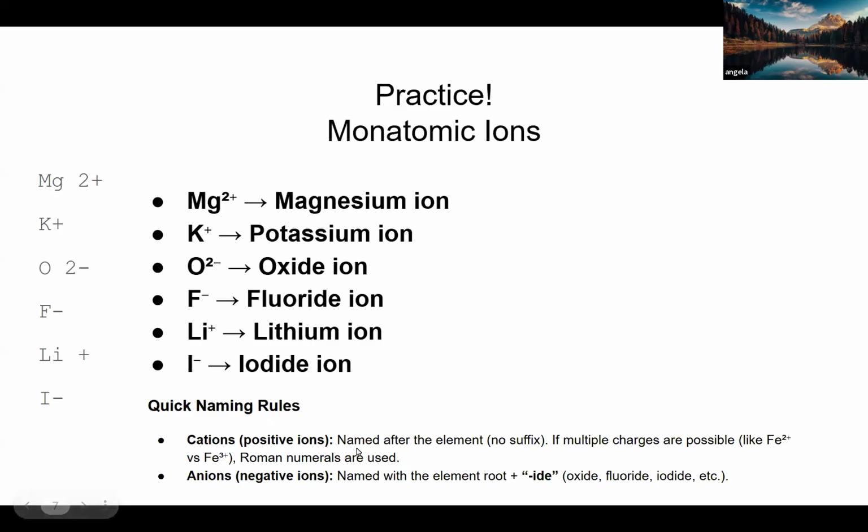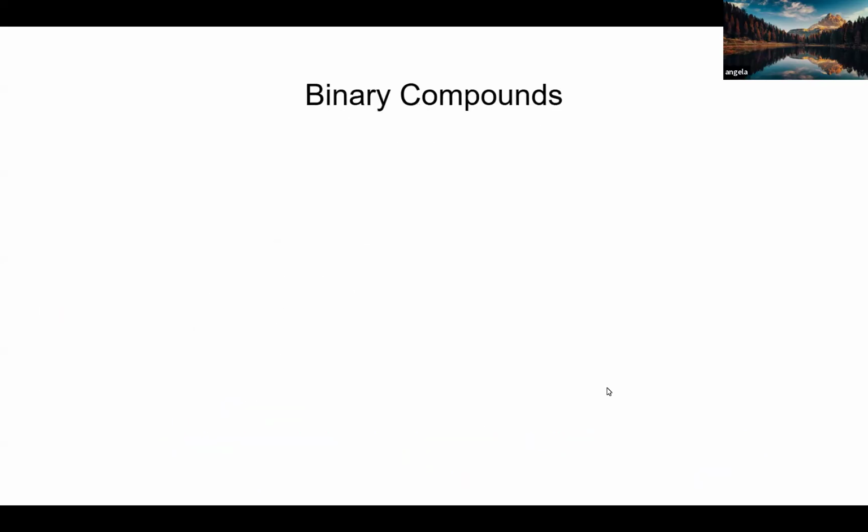So remember, cations are named after the elements. If multiple charges, then that's when we're going to use the Roman numerals. If it's an anion, you name the element root. So that would mean the iodide, the lithium, fluoride, and so on, but then you add "ide" at the end. So oxide, fluoride, iodide. Potassium doesn't do it. Magnesium doesn't do it. But the other ones do. Okay. Any questions?